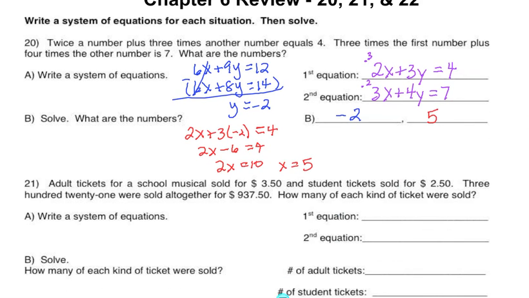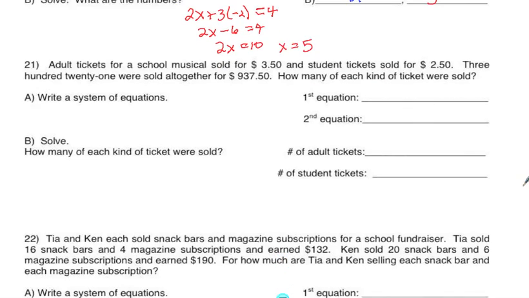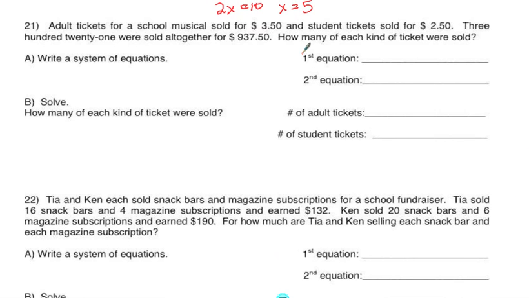Let's go ahead down to number 21. And if you tried 21 and were frustrated, here's why, because I did the same thing. There is a typo on our review, so I apologize for that. This should be, instead of 937, because there's no way to solve it like that. There really isn't. You'll get a negative number for one of the numbers, and we can't sell a negative number of tickets. So this should be 337.50, not 937.50. Okay, and then it'll come out nice for us.